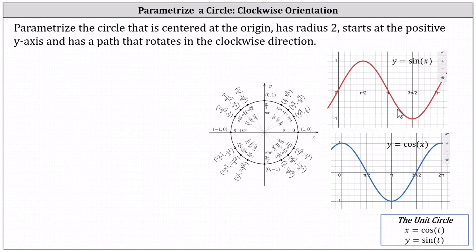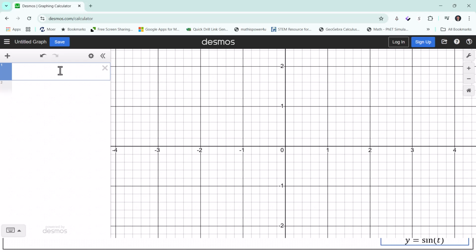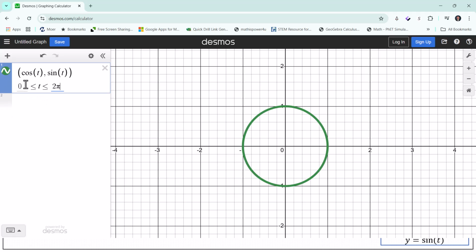And now let's see if we can find the circle that we want, which again is centered at the origin, has radius 2, starts at the point (0, 2), or the positive y-axis, and then rotates clockwise. Going to Desmos, to enter the parametric equations for the unit circle, we enter open parenthesis cosine t, sine t, and the interval for t will be from 0 to 2 pi. And notice we do have the unit circle shown on the right.